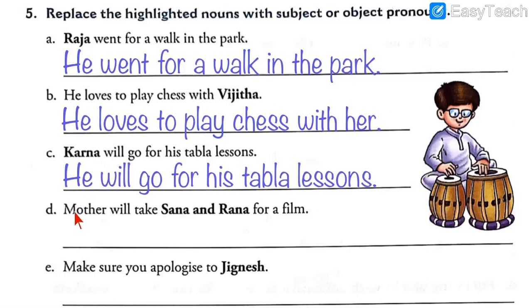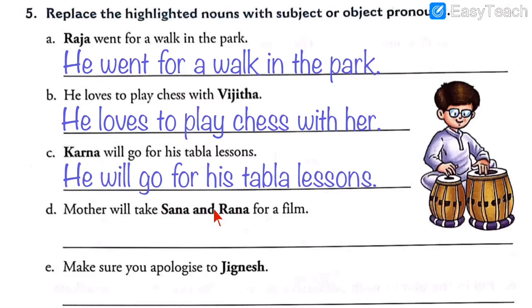That's it. Number 4. Mother will take Sana and Rana for a film. So Sana and Rana are the highlighted words. So it is about more than one person.